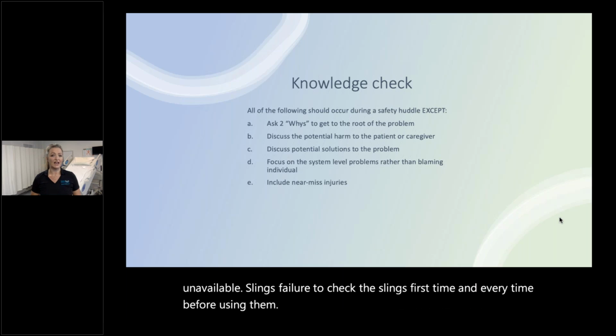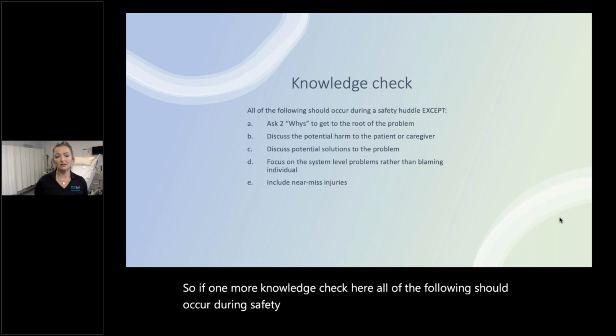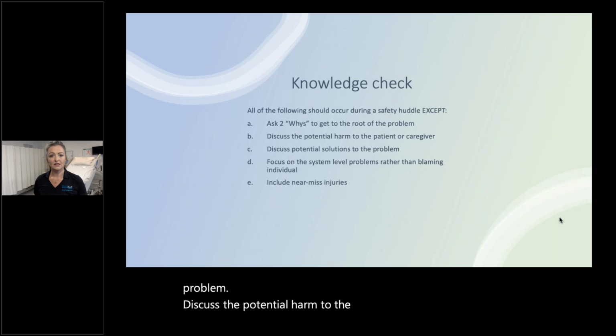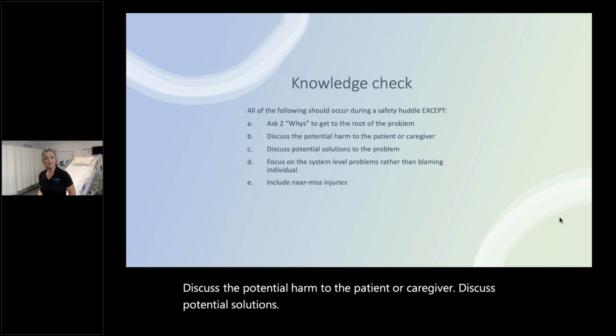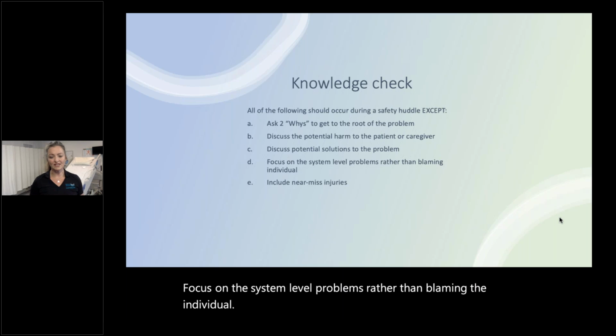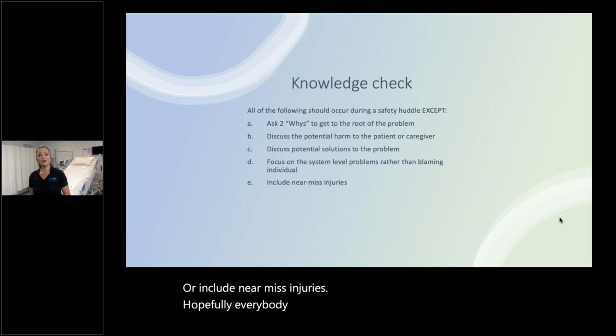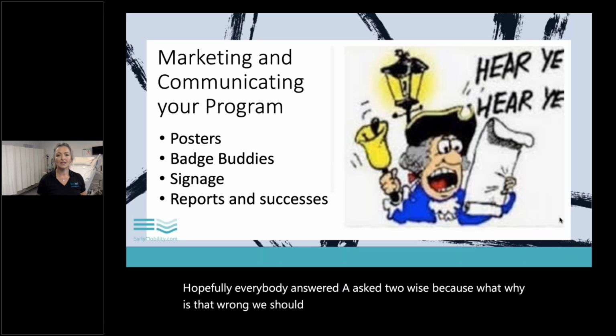So one more knowledge check here. All of the following should occur during a safety huddle except: ask 2 whys to get to the root of the problem, discuss the potential harm to the patient or caregiver, discuss potential solutions, focus on the system level problems rather than blaming the individual, or include near miss injuries. Hopefully everybody answered A. Ask 2 whys, because why is that wrong? We should be asking 5.